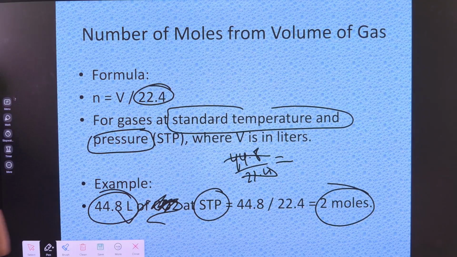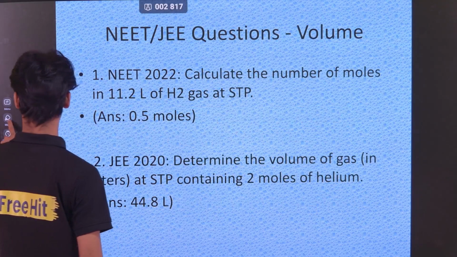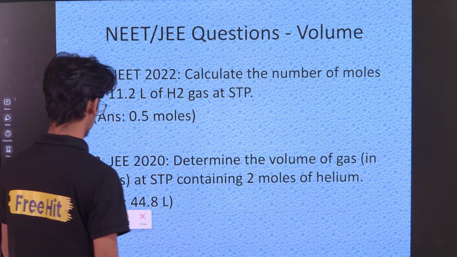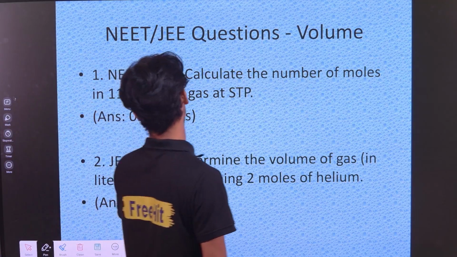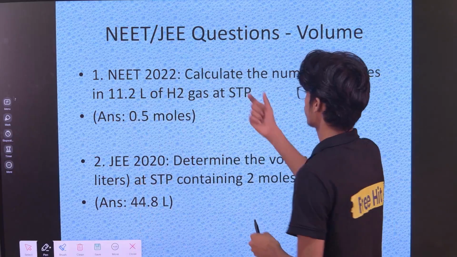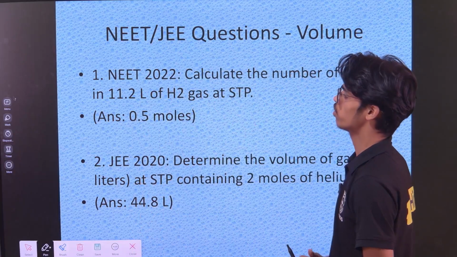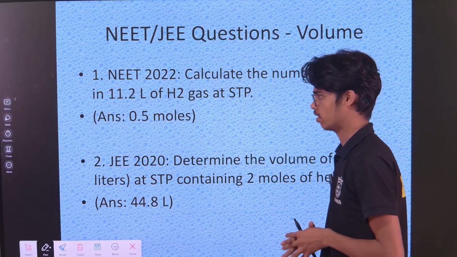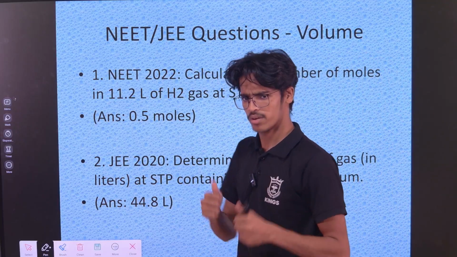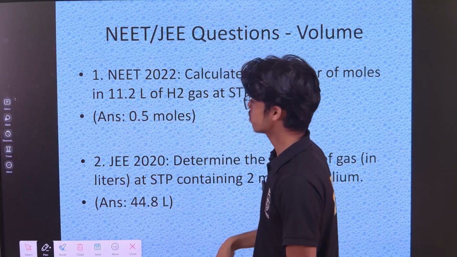Okay, we have some NEET and some JEE questions. Okay, the questions are very easy. NEET 2022. Calculate the number of moles in 11.2 liter of hydrogen gas at STP. Okay, is it at STP? Okay, sir. 11.2 liters, we have to calculate what?